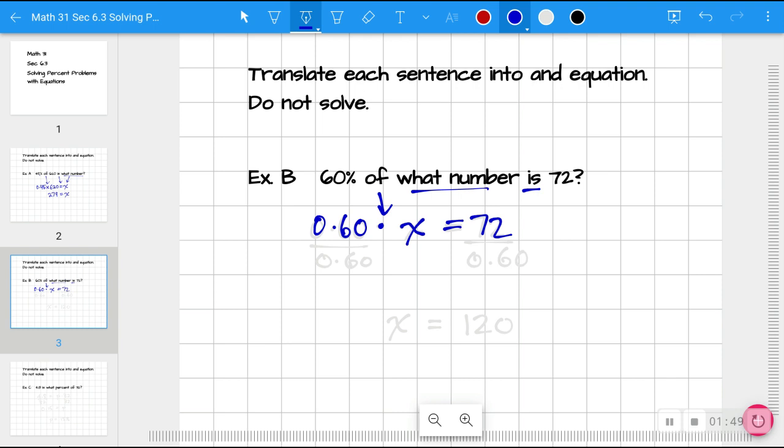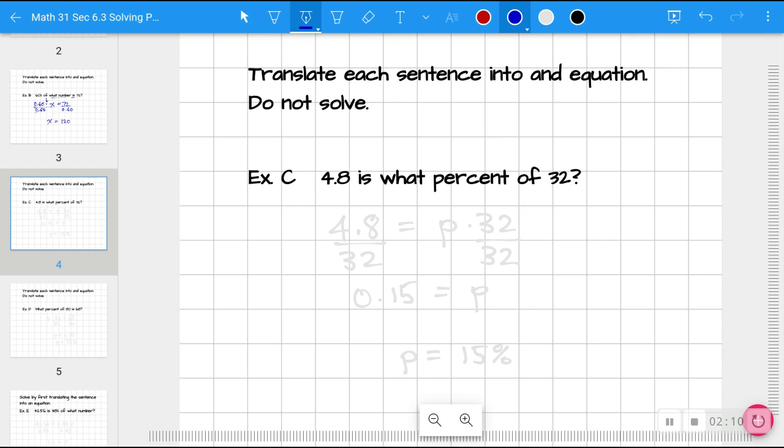Now to counteract multiplying by 0.60, you divide by 0.60 on both sides, and that will cancel it off and leave you with the X that you're looking for. And so X is equal to 72 divided by 0.60. Your calculator will tell you that's 120.